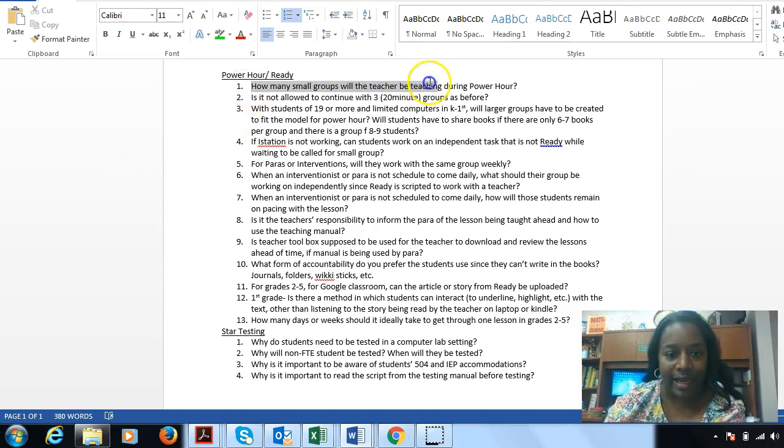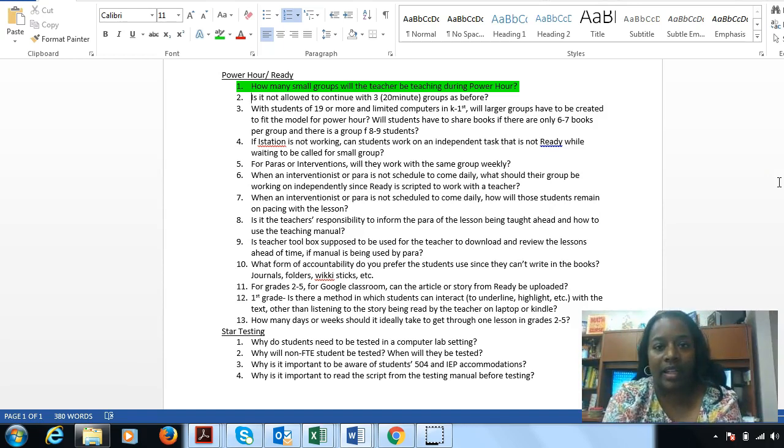So the first question asked was, how many small groups will the teacher be teaching during Power Hour? Every class has their own variation in their groups, and so you have to work that out. One opinion that I gave that I thought would work is three groups, meaning that there would be three distinct groups in the classroom, or possibly four groups, and the teacher would lead two of those groups.